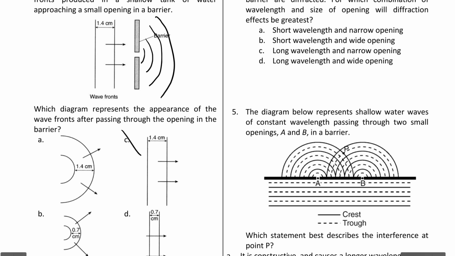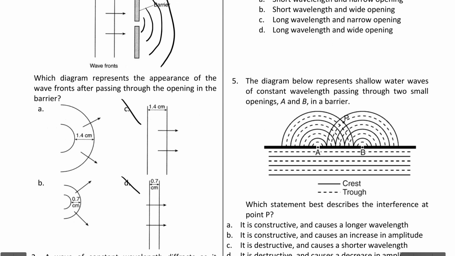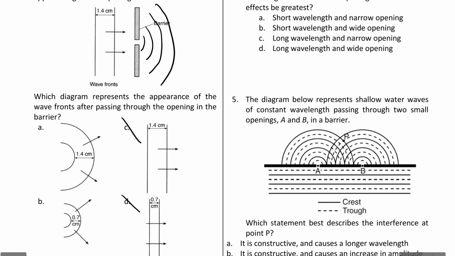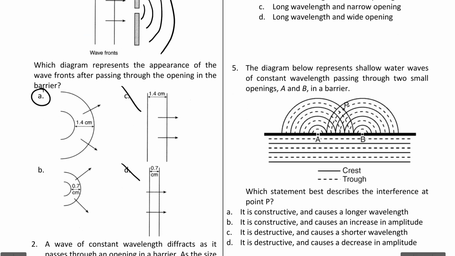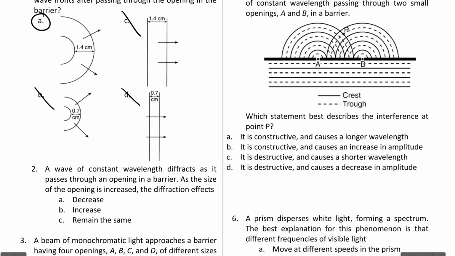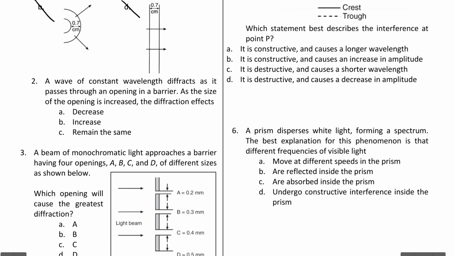It's not going to look like C or D. The two that look like this diagram are A and B. And how do you know which one it is? Well, the wavelength doesn't change just because it diffracts. You're not going to change the wavelength or even the frequency of the wave just because it diffracts. It just changes the shape of the wavefront. So it's choice A, not B, because that's a smaller wavelength.